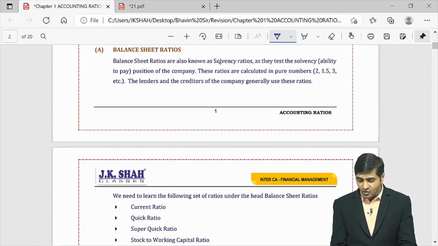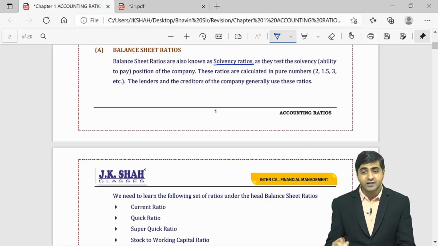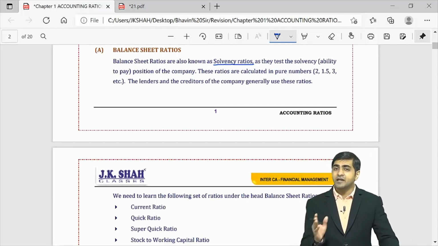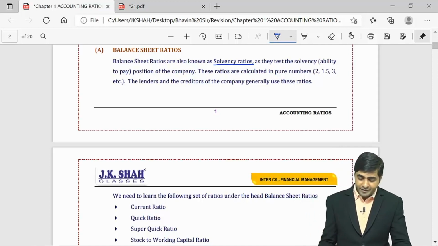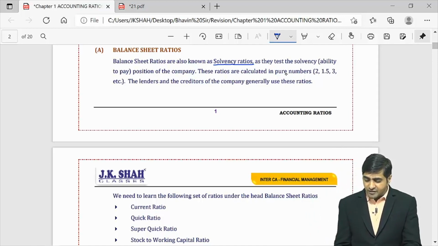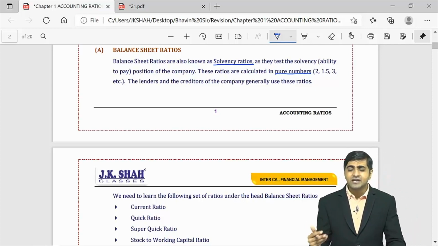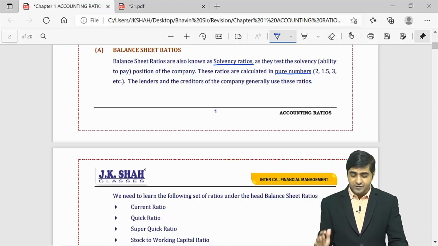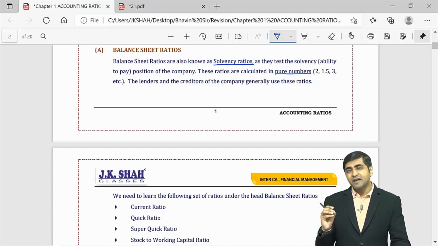Your balance sheet ratios are also known as your solvency ratios. Obviously, because when we have a look at a balance sheet, we are comparing your liabilities and assets. So that will help us to determine the solvency ratio of a particular company, and which is always calculated in pure numbers. So that's why the ratio is 2:1, 1.5:1, 3:1, something like that. So this will be your balance sheet ratios. Okay, so this will always be calculated in pure numbers. So just be very careful that you don't attach any percentage to it.